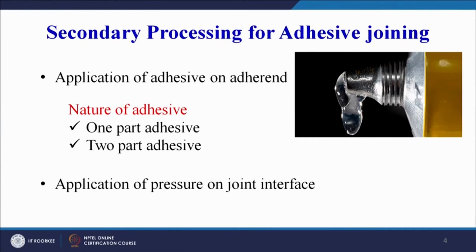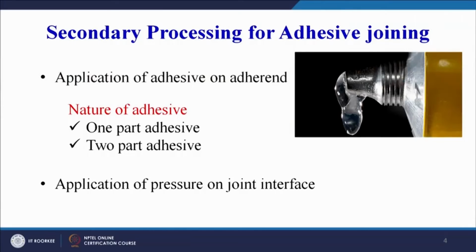So first is cutting of the part as per the required, designed dimensions, and then edge preparation, then application of the adhesive on the adherent. Adherent is the part that we want to join together. Suppose these are the two parts that we want to join together. So this is adherent 1, this is adherent 2, and they form a lap joint like this. In between we will apply our adhesive.